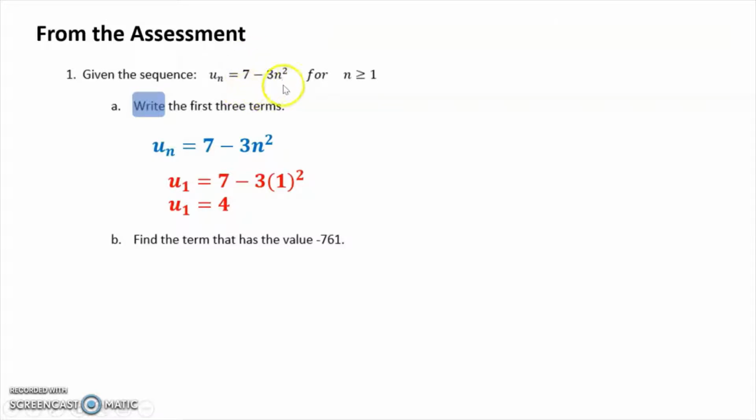So if I do that here, I'm going to put 2 in here next to get u sub 2. 2 goes in here, so 2 squared is 4, times 3 is 12. 7 minus 12 is negative 5. Let's try that for u3. u3 is negative 20, because I put a 3 in here. 3 squared is 9, times 3 is 27, and 7 minus 27 is negative 20. So I'm writing out the first three terms, 4, negative 5, negative 20, and the sequence would continue. We could keep doing that with any n value.